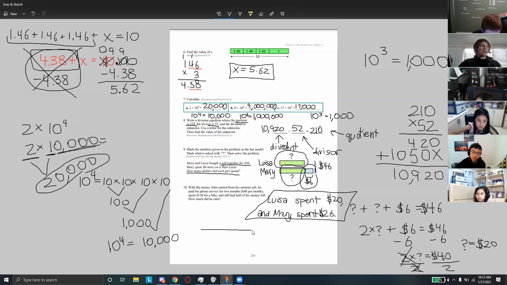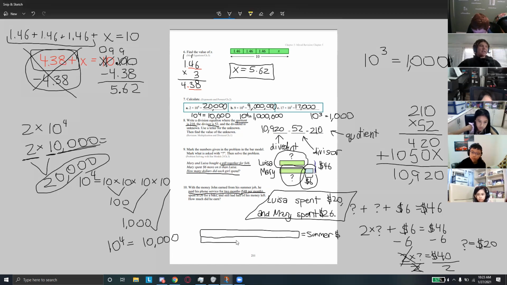Okay, so I'm going to create a bar that tells me how much he earned in summer. August is equal to summer money. That's fine. Summer money. I don't know how much it is. I know it's something. Okay, so what did he pay? Well, he paid for his phone service for 2 months, $48 per month. So he had to pay $48 2 times because he has to pay for it monthly.